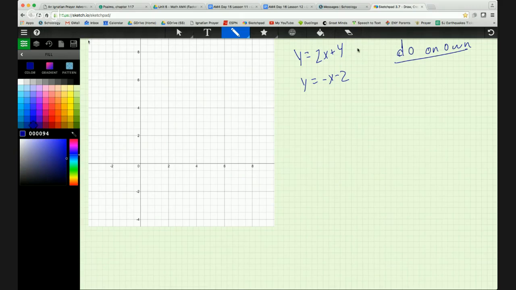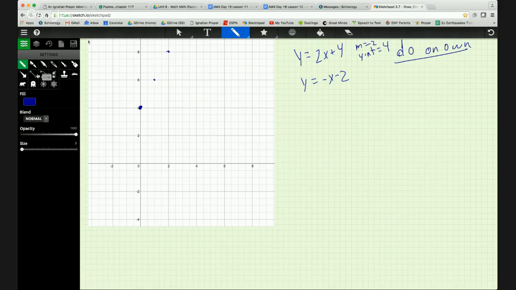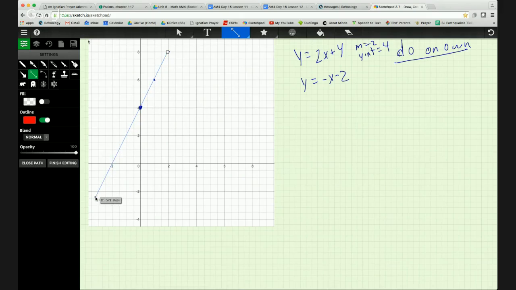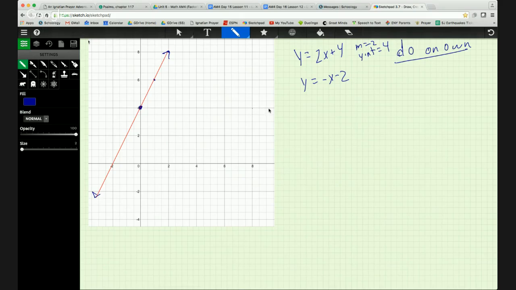Okay, now we're back. Here we have our m equals 2 and our y-intercept equals 4. So we go to 4, and then our slope is 2. So we go up 2 over 1, up 2 over 1. And then we can make our line. We're just going to make it super long and then arrow it off. Now that's this line.